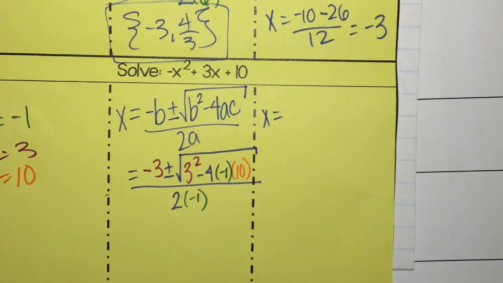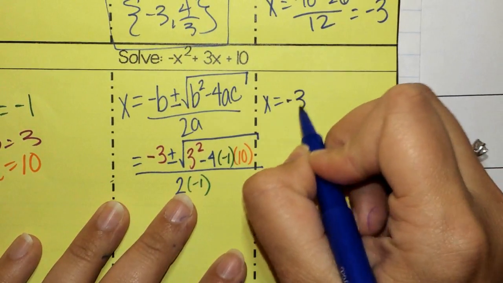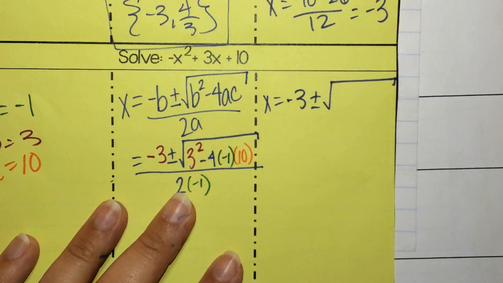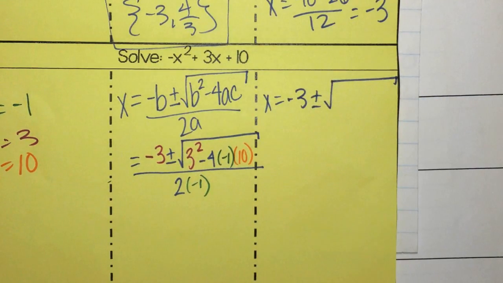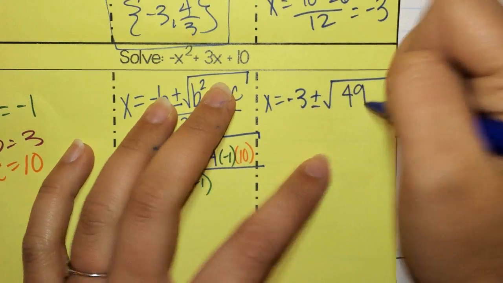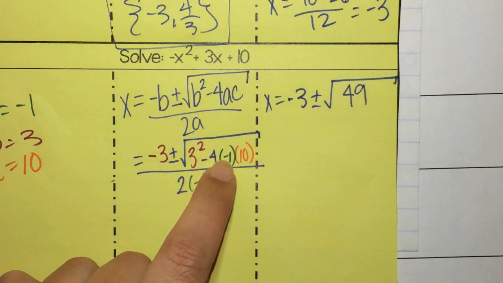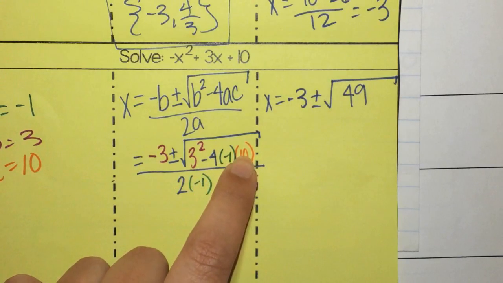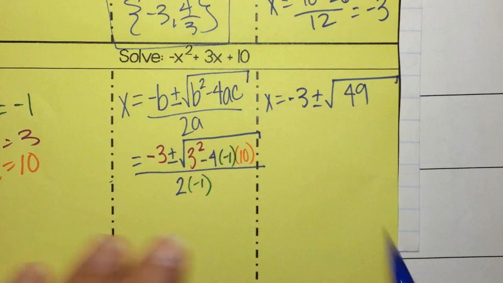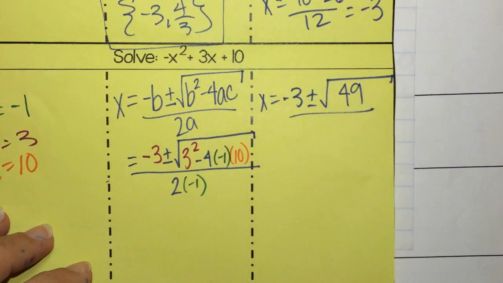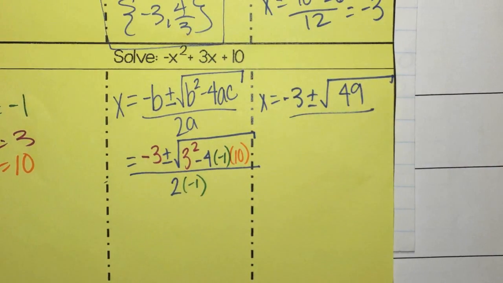Alright, x equals. Let's do this, children. Alright, what's 3 squared? 9. Okay, keep that number in mind. What's negative 4 times negative 1? 4 times 10 is 40. And 40 plus 9 is 49. I'm multiplying and adding. Negative 4 times negative 1 is positive 4. 4 times 10 is 40. 40 plus 9 is 49. What happened to the 9? I added it to 40. I forgot it. Negative 4 times negative 1 is positive 4.